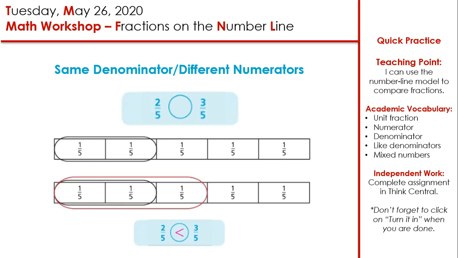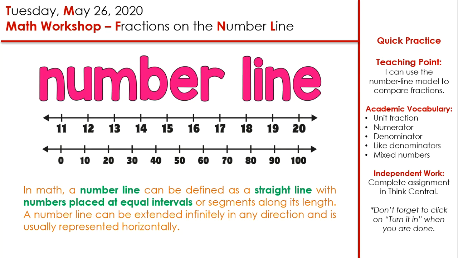Now, jumping into our lesson for today, we're going to be talking about number lines, and we're going to be using them to compare fractions. Now, what is a number line? In math, a number line can be defined as a straight line with numbers placed at equal intervals or segments along its length. As you can see right here, we have a different distribution that we can adapt with the numbers according to what we need to do. In this case, instead of having that many whole numbers, we're going to have fractions instead.